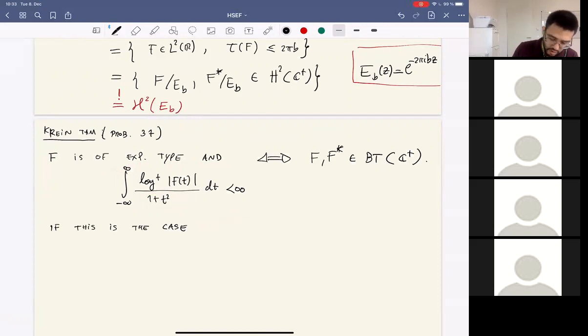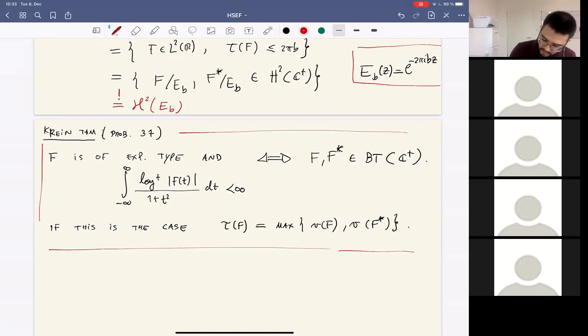which is also part of the problem, the exponential type of f is actually the maximum between the mean types. Okay, so this is Krein's theorem, which if we have time, we'll probably prove. So we use problem 37 to prove this direction, and then I will show this other part, which is more tricky.